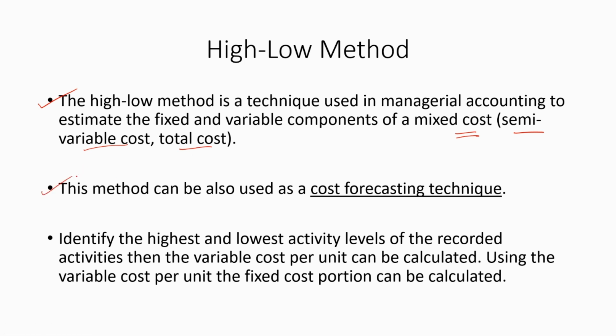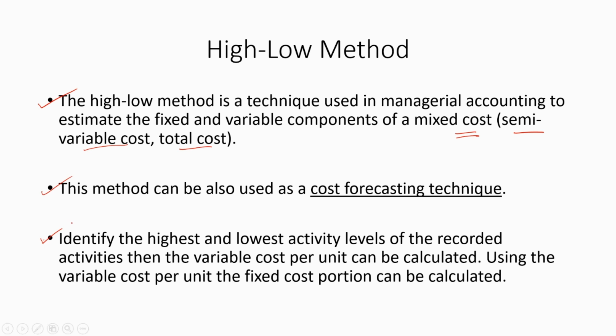This method can also be used as a cost forecasting technique. So we can use the high-low method to calculate the fixed portion of the total cost and the variable component of the total cost separately. And this can also be used as a forecasting technique for cost. This is how we can use this technique.